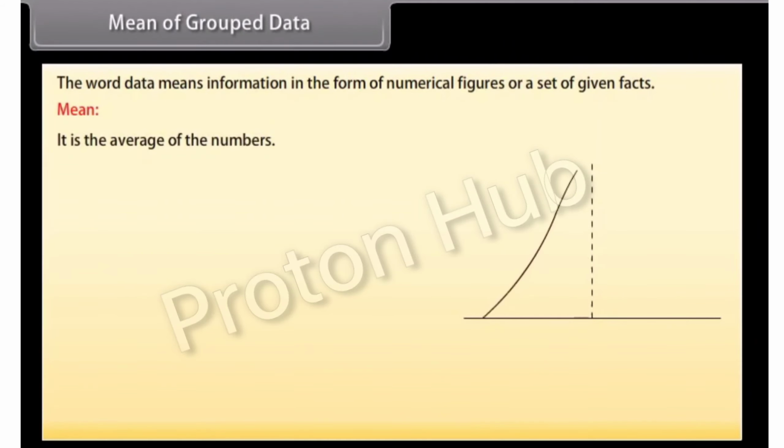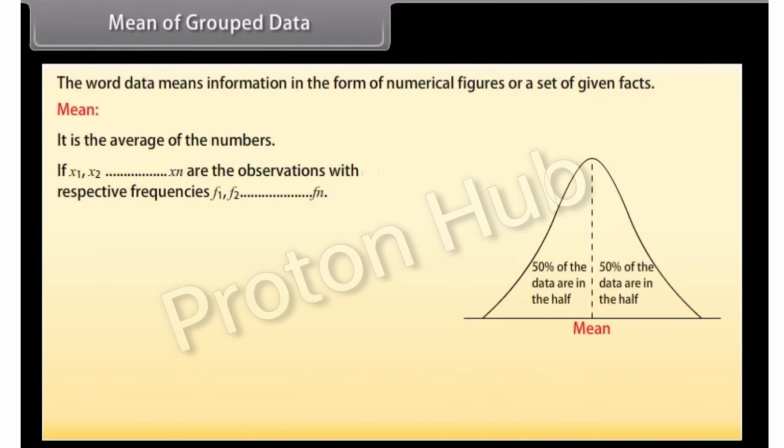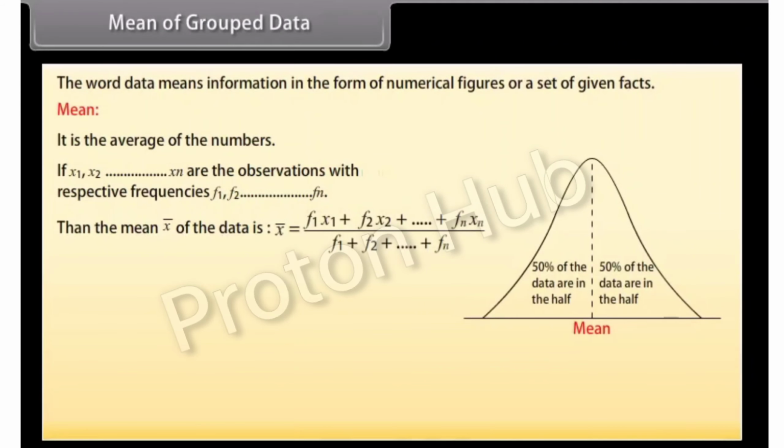Mean of grouped data. The word data means information in the form of numerical figures or a set of given facts. Mean: it is the average of the numbers. If x1, x2, and so on till xn are the observations with respective frequencies f1, f2, and so on till fn, then the mean x bar of the data is x bar equals (f1 x1 plus f2 x2 plus so on till plus fn xn) by (f1 plus f2 plus so on till plus fn).